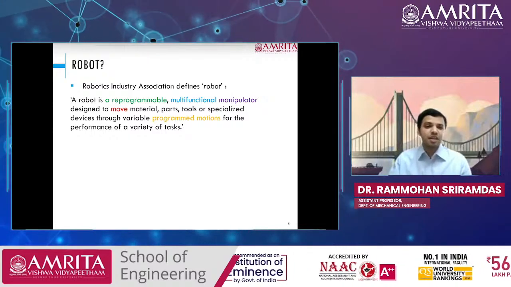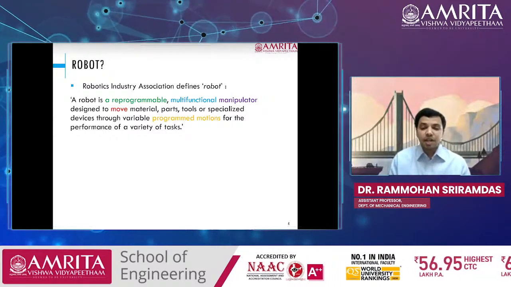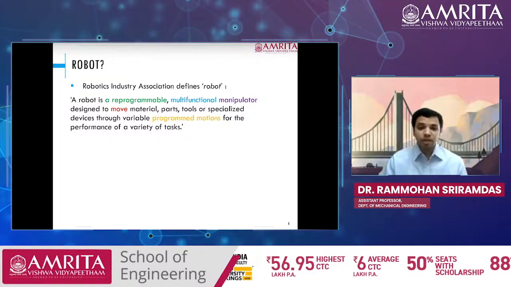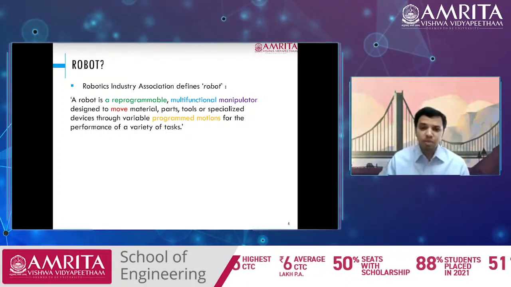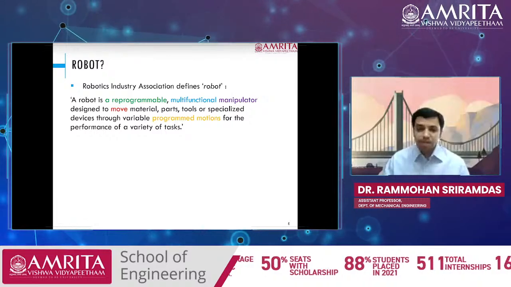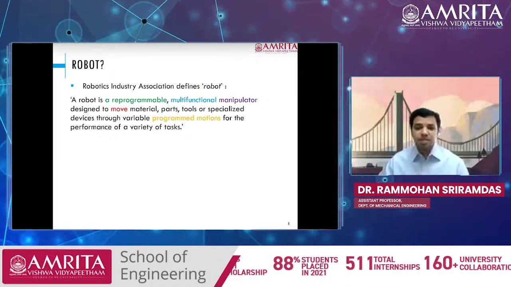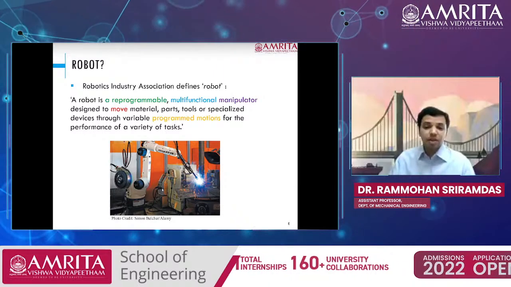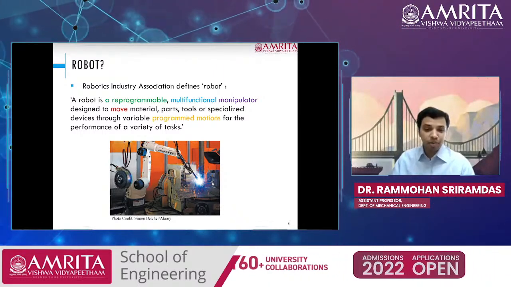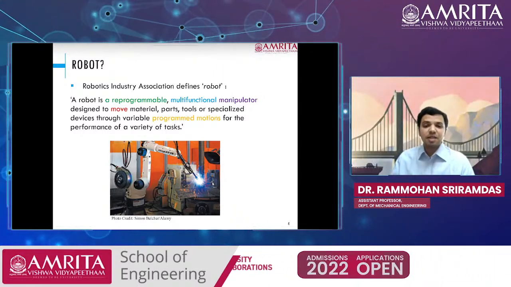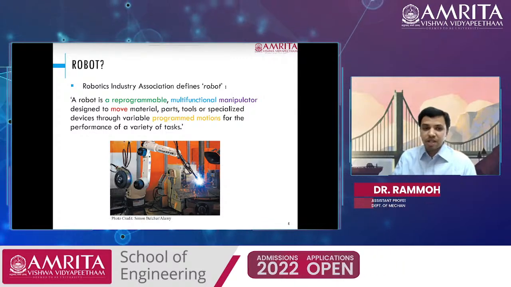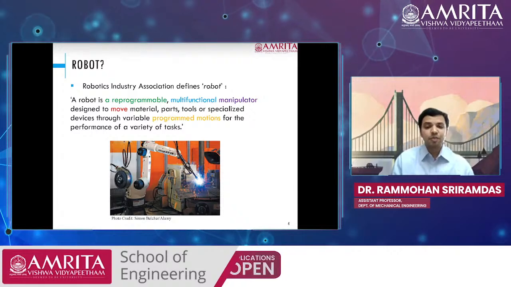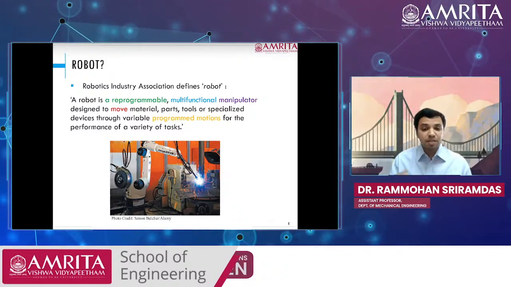Okay, so this is ultimately a definition of a robot. And it need not be a program, it need not be a walking robot or a robot on wheels, mobile robots. So as an example, even this is a robot, right? What is this doing? It is trying to perform a welding operation, right? So that means this robot, obviously, is reprogrammable, right? So we can program it again and again. We can also make this multifunctional.